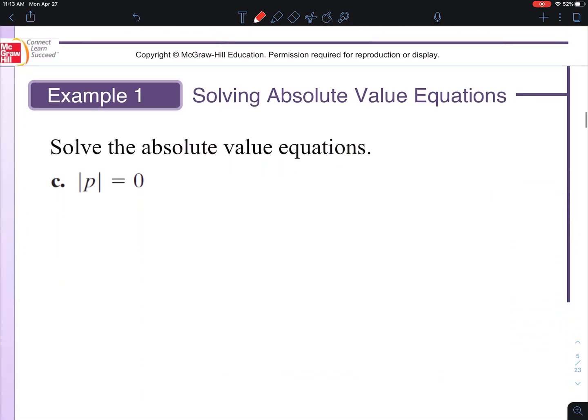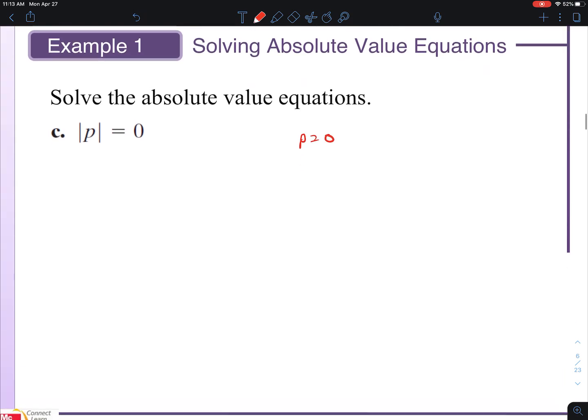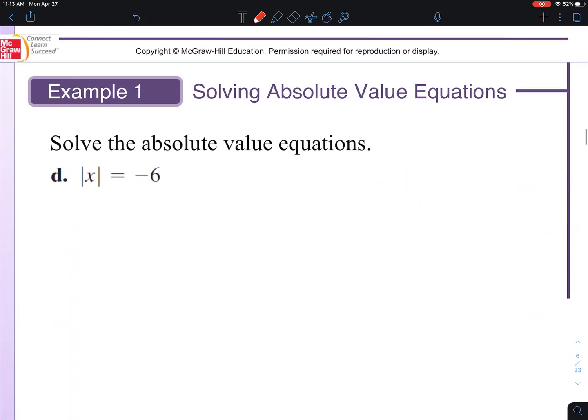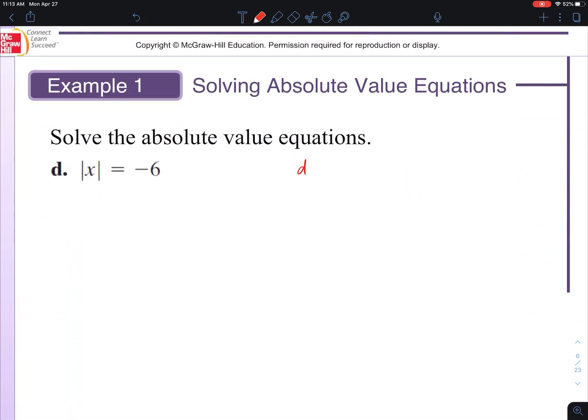All right. The next one here, since 0 is not positive, then the absolute value is just 0. And that's it. For this one here, we know the absolute value is distance from 0, right? And so the absolute value of any expression cannot be negative. So in this one, there is no solution.